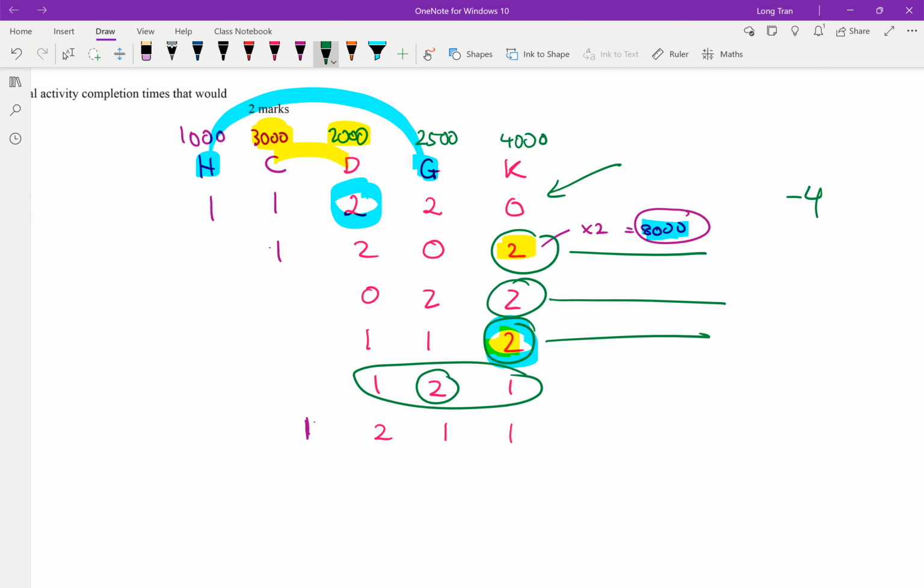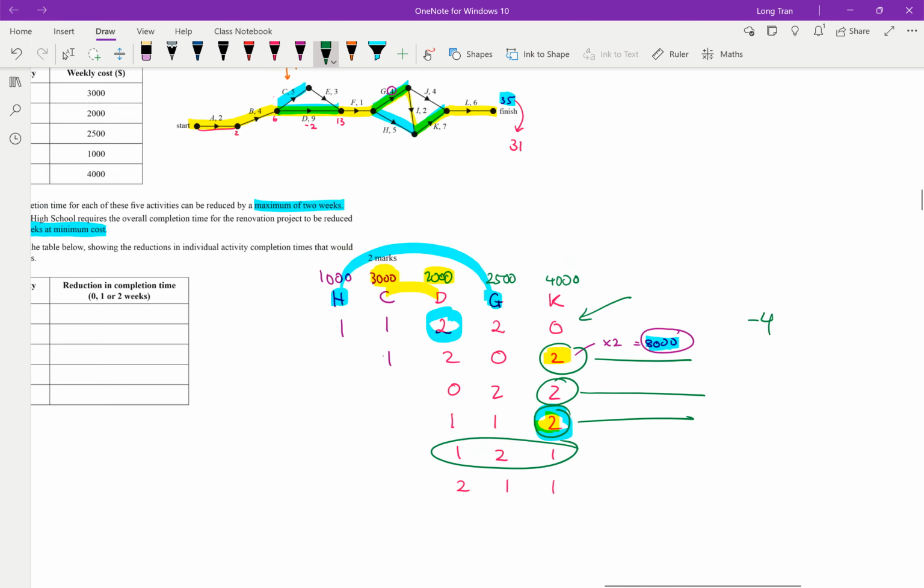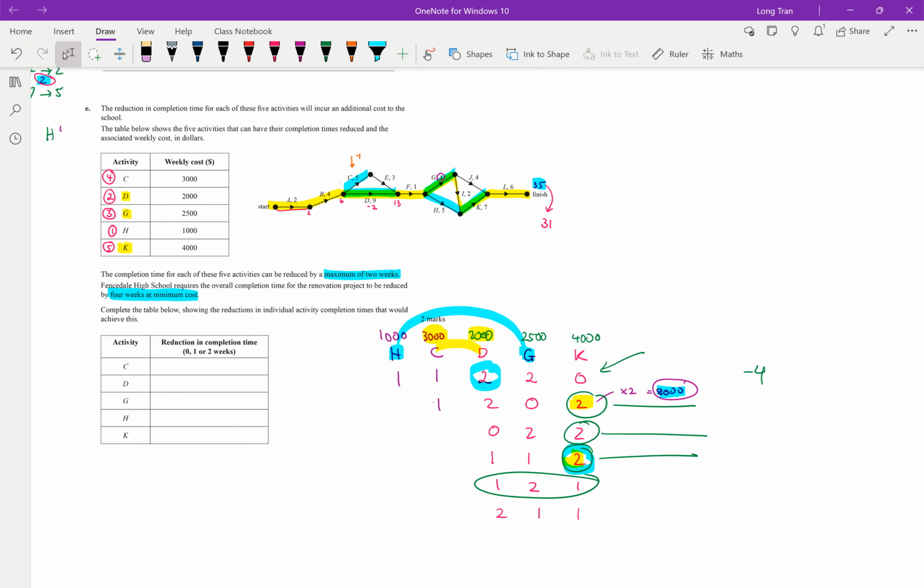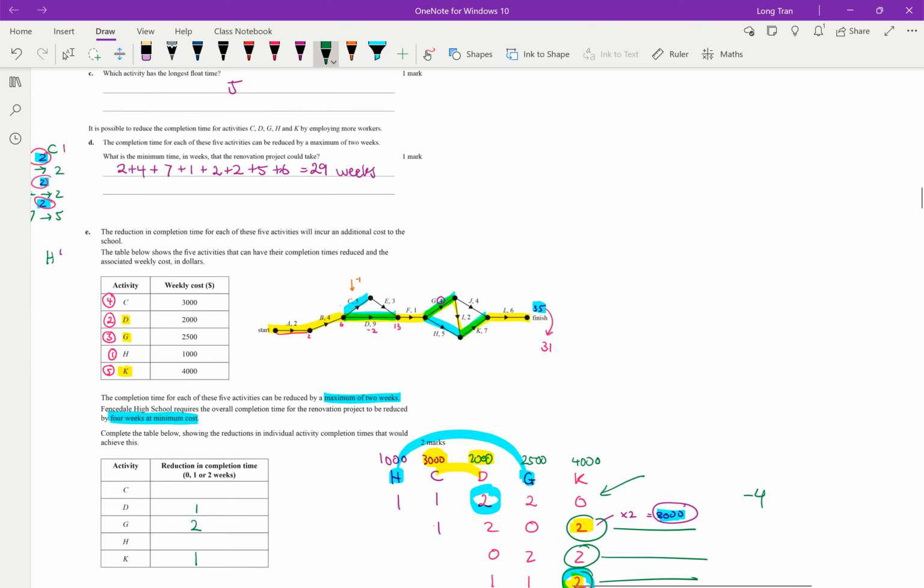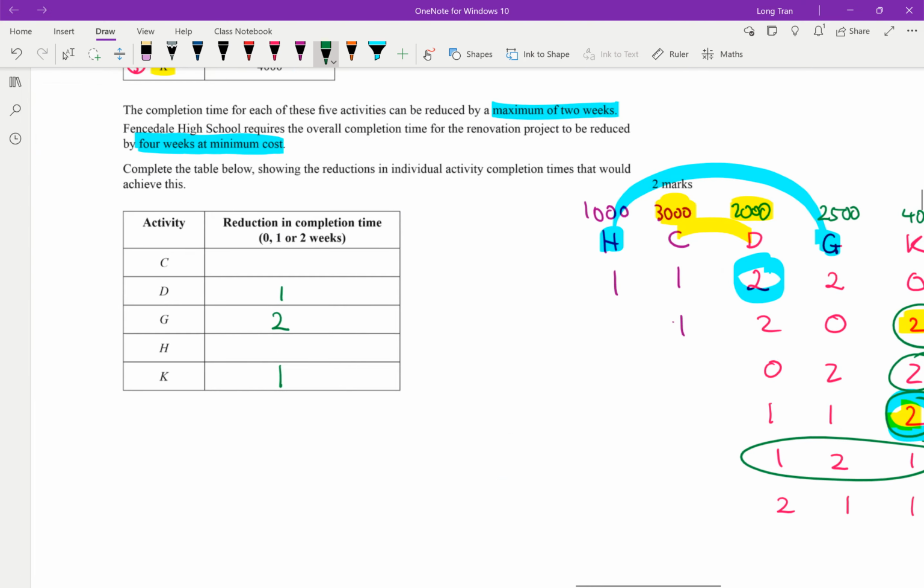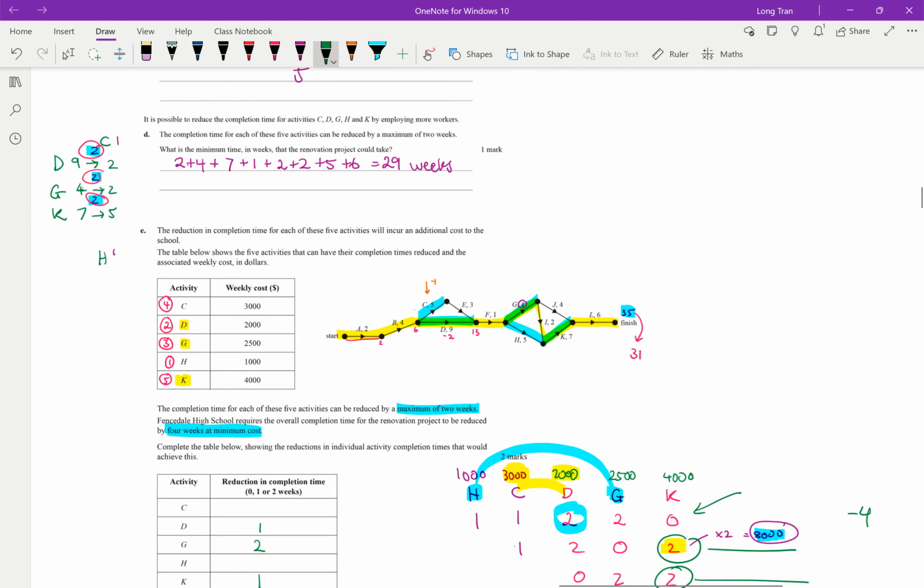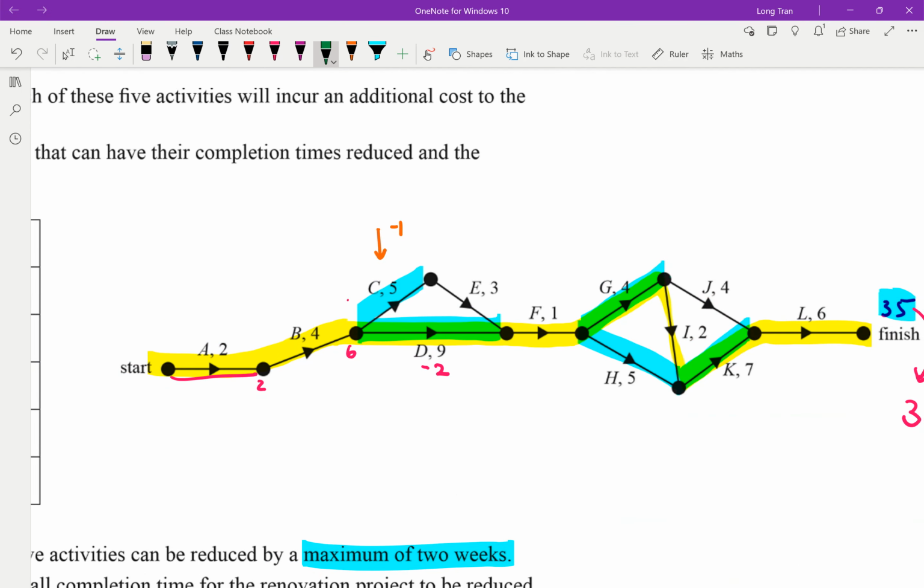It's likely the best option, but if we did that, let's go with this combination here. So 1, 2, 1. So that means D can be reduced by, say, 1, and then G is 2, and then K is 1. Now let's see how this affects C and H, right? Because that will give me a reduction of 4, right? So let's go back to our table here. Let's redo this whole thing again.